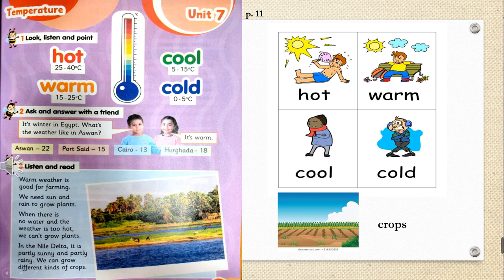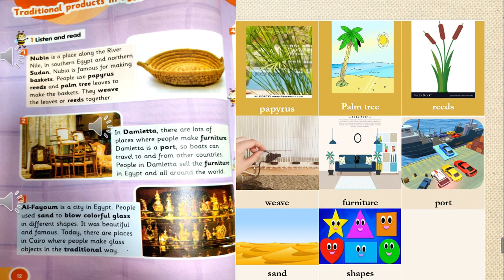Okay, now move to the next page. Page number 12. We have here some new words. Repeat after me. Papyrus, papyrus. Palm tree, palm tree. Reeds, reeds. These three plants are used to make some products like we are going to see in here.